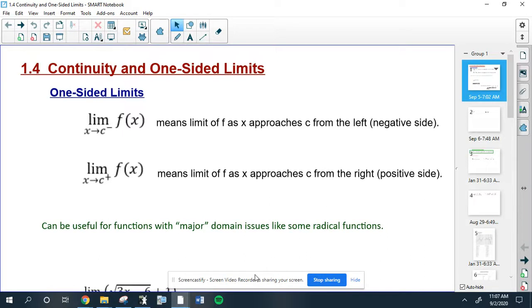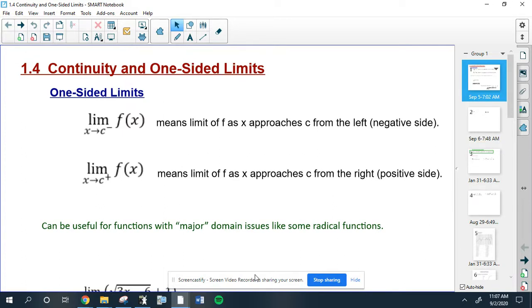Today we're going to talk about one-sided limits. And continuity is also in this section, but we'll talk about that tomorrow. One-sided limits are exactly what they say they are. They're limits from one particular side.